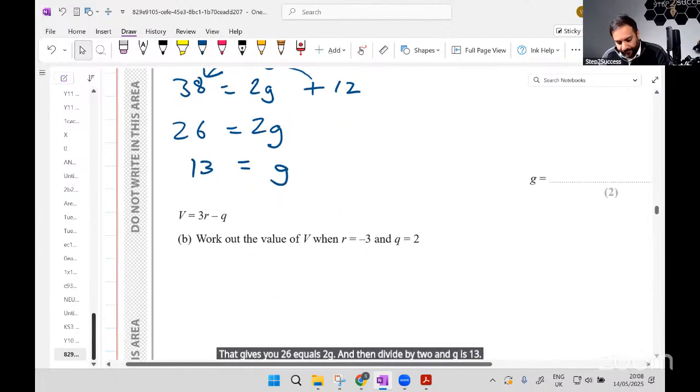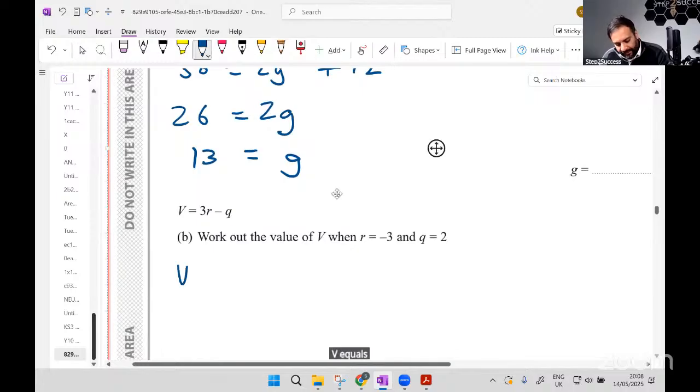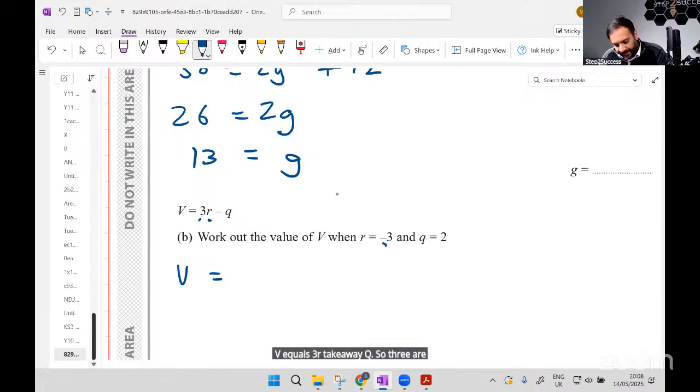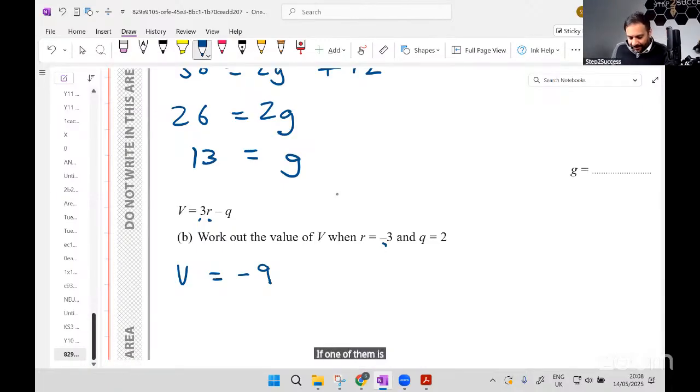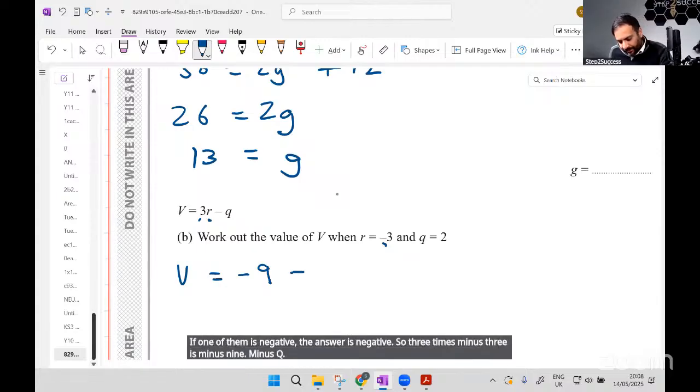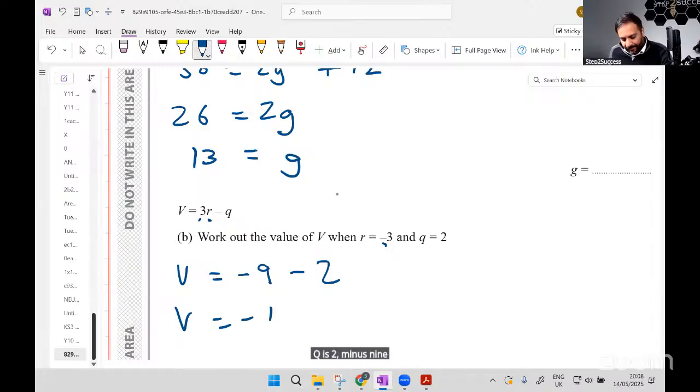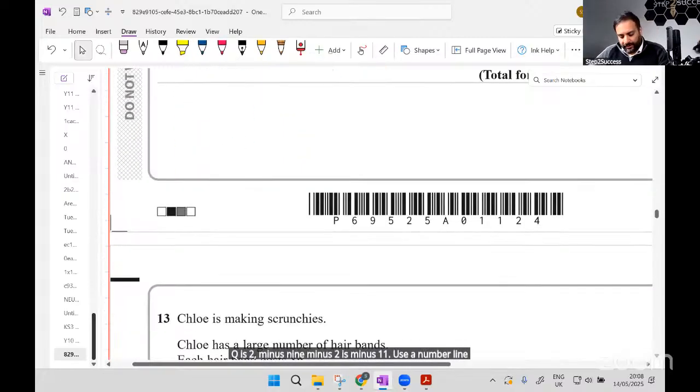Oh, more. V equals 3R, take away Q. So 3R, if R is minus 3, 3 times negative 3 is negative 9. Remember, when you're multiplying two numbers together, if one of them is negative, the answer is negative. So 3 times minus 3 is minus 9. Minus Q, Q is 2, minus 9 minus 2 is minus 11. Use a number line if you're not sure.